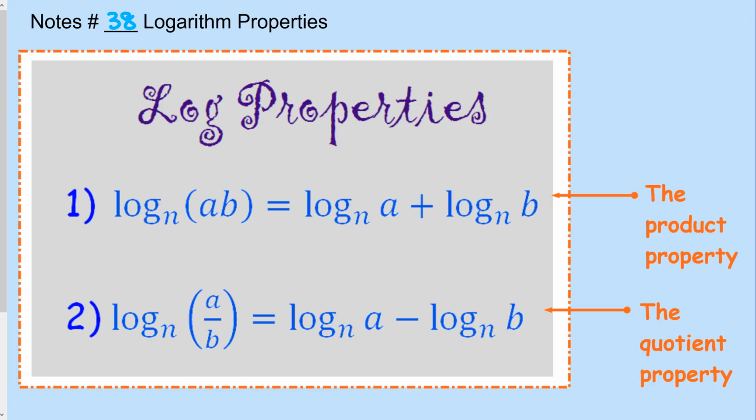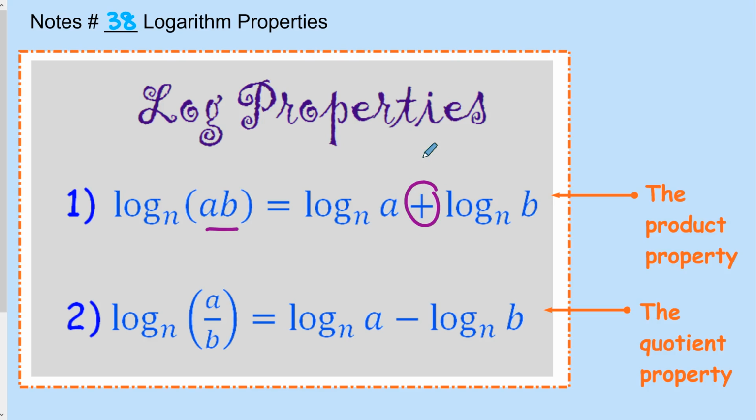The first 2 are called the product property and the quotient property. And basically they tell you how you can use logarithms to split up or combine an expression. So number 1 says log base n of a times b equals log base n of a plus, not times, but plus log base n of b. So we have a product, a times b, but it splits up into a sum of logarithms.